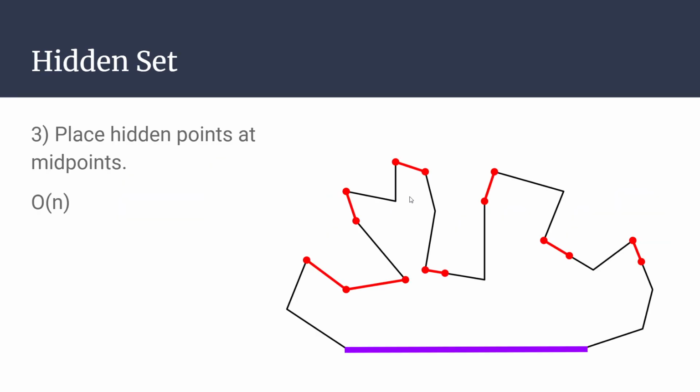Once we've truncated the edges like this, it's very simple. Since none of the interiors see each other, we can simply take the midpoints of the truncated edges, and that takes a linear amount of time. So the overall runtime is quadratic, and we get a hidden set which is the same size as that independent set of edges, or the anti-chain of edges.